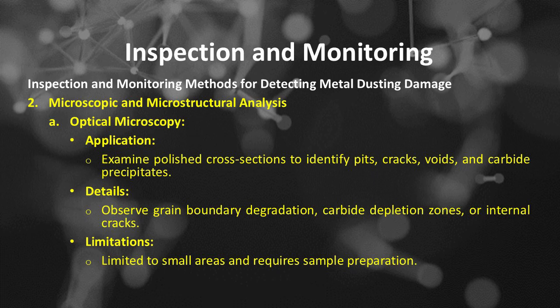Number 2 of the inspection and monitoring methods for detecting metal dusting damage is microscopic and microstructural analysis. Number A, optical microscopy. Application is to examine polished cross-sections to identify pits, cracks, voids, and carbide precipitates. The details are to observe grain boundary degradation, carbide depletion zones, or internal cracks. And the limitations are that it is limited to small areas and requires sample preparation.